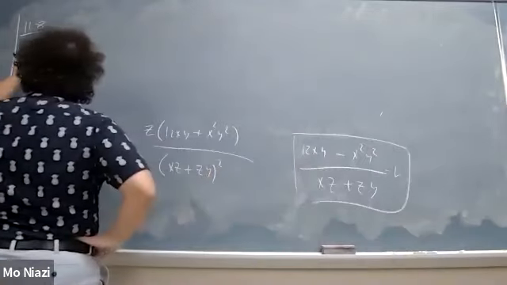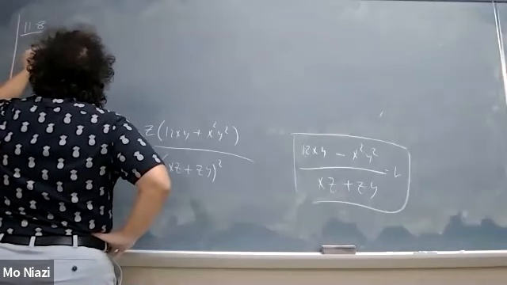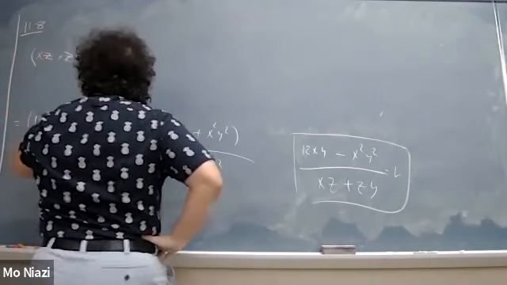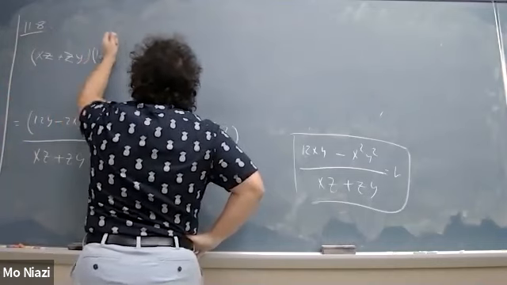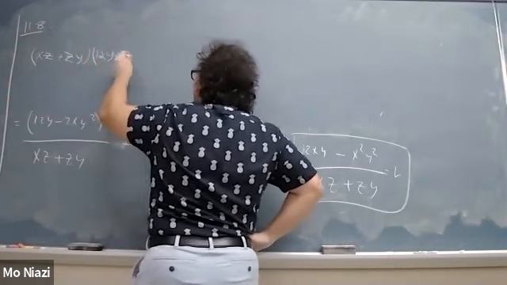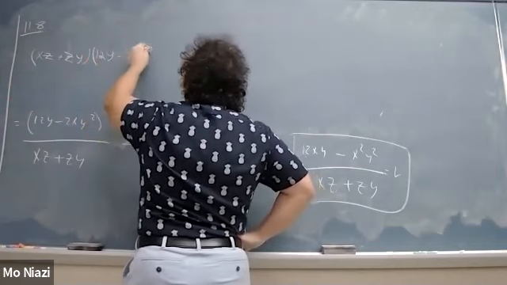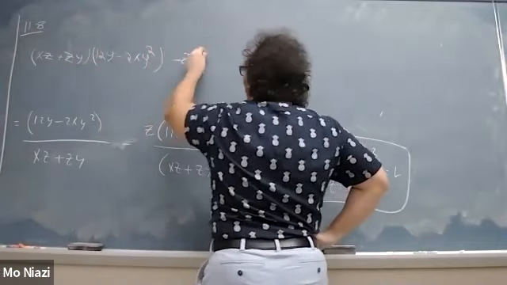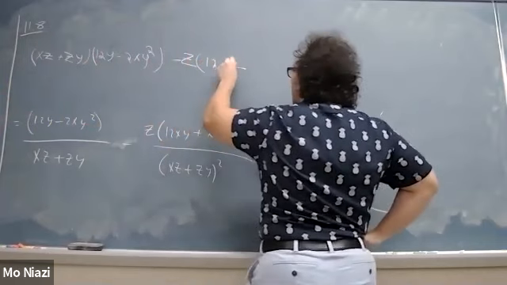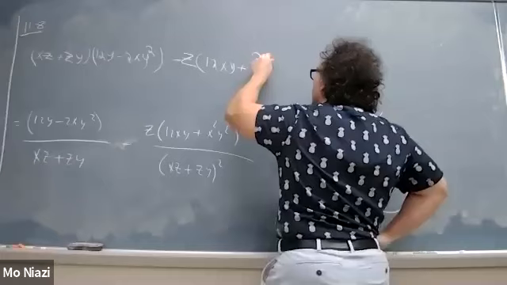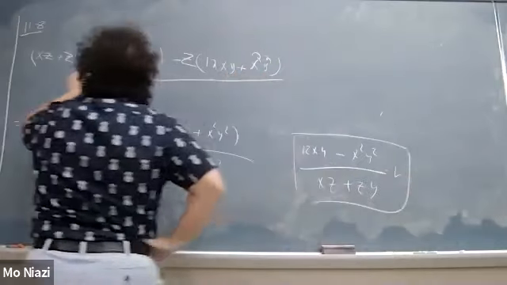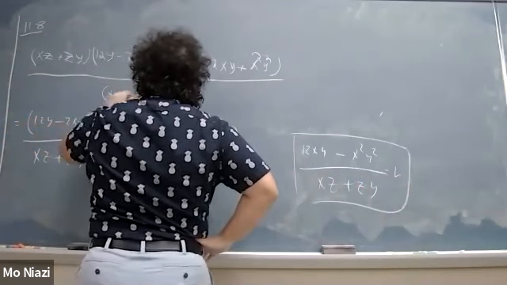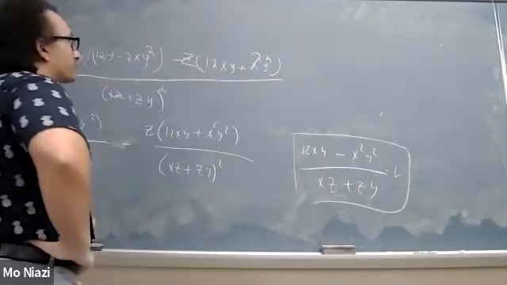Okay, so I multiply top and bottom here, so I get (xz + zy) times (12y - 2xy squared), all right, minus z times (12xy + x squared y squared), close it, everything over the same denominator, (xz + zy) squared. All right.